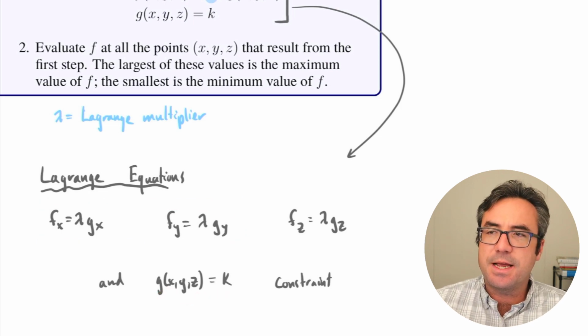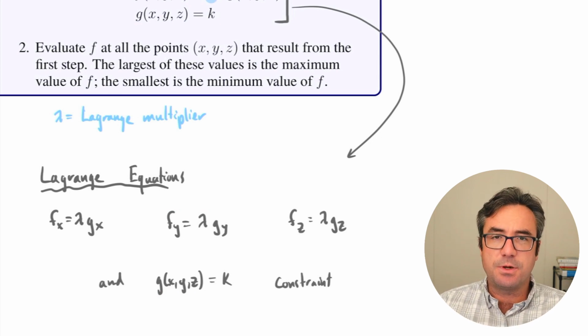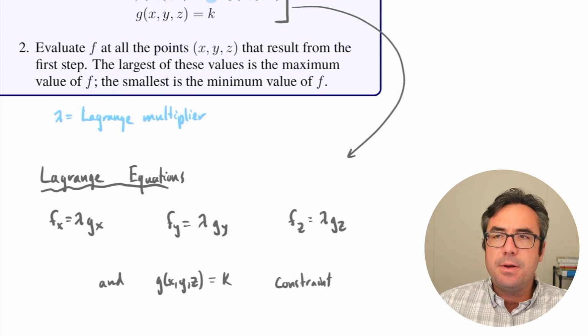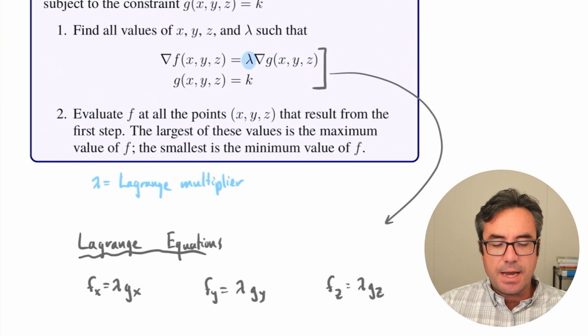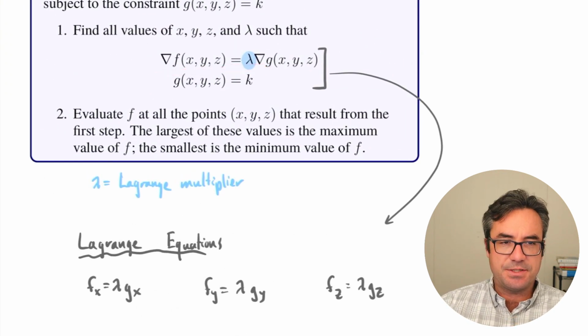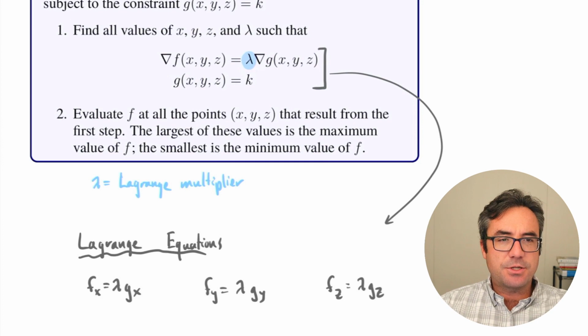So let's try an example here, going through the technique of Lagrange multipliers, and then we're going to back up and see what's going on behind the scenes with this. We're actually going to jump ahead and look at example 2.